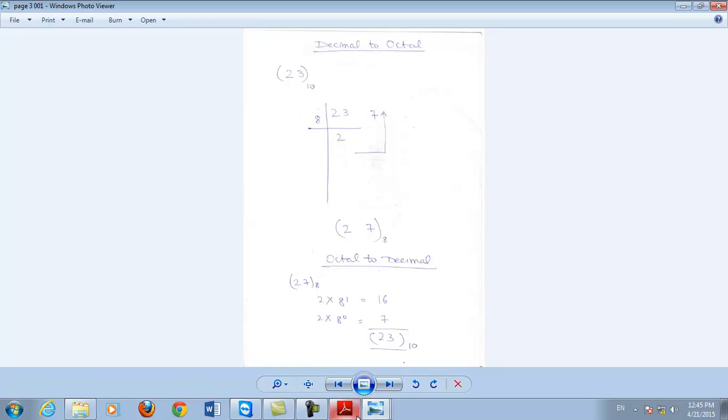Is it clear? Is the process of hexadecimal to octal conversion clear? Okay. Now, shall we move further?